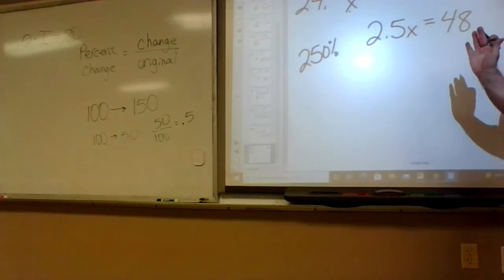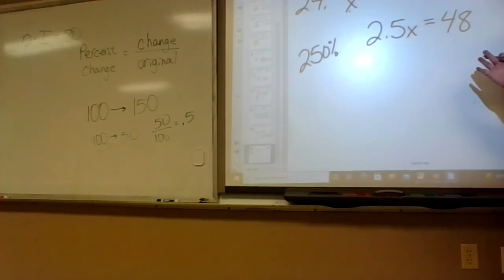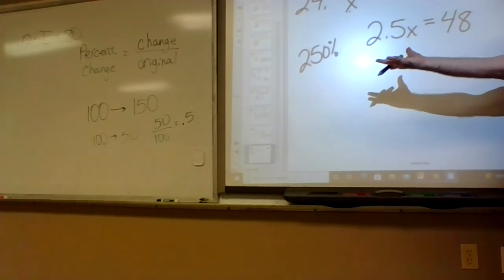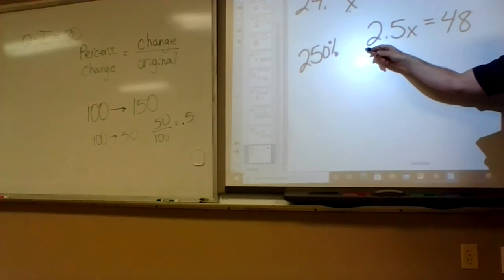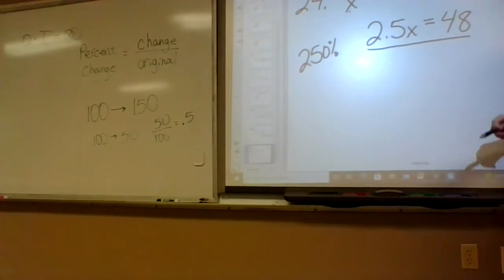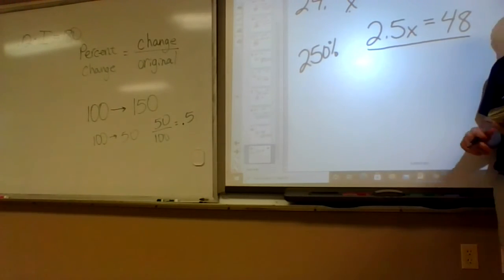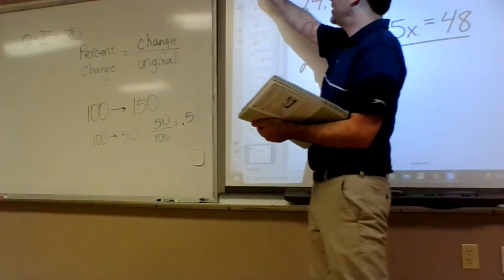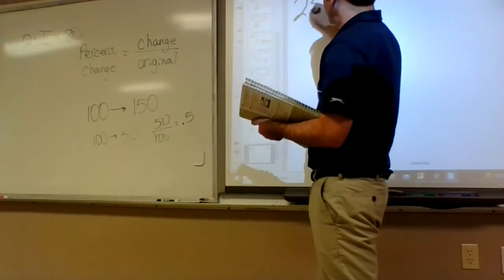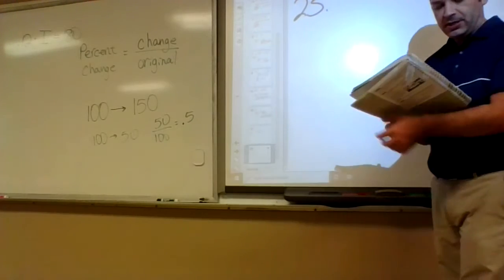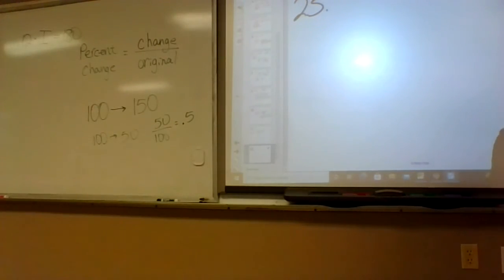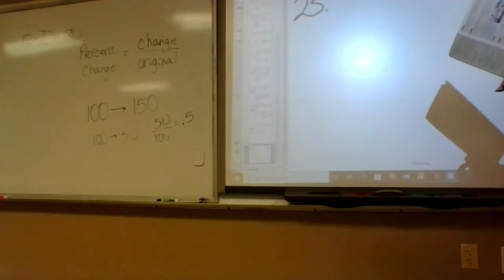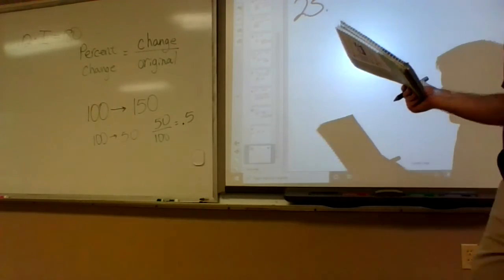Okay, I'm going to stop there. X stands for the original number, the first blank. Okay, that's the hard part right there. All right, 25. I'm not going to give you time to work on it. So did you do 48 divided by it, or 2.5 divided by it? Just do normal algebra stuff.